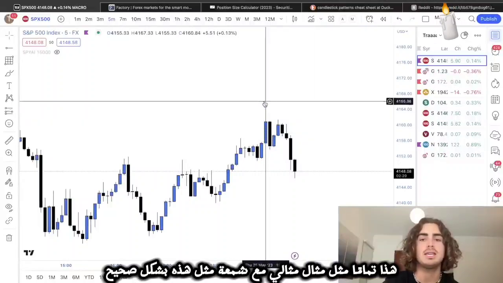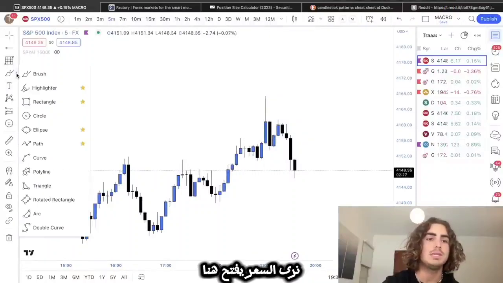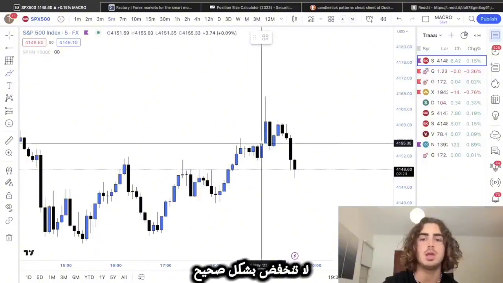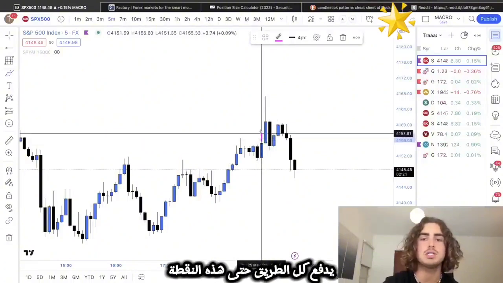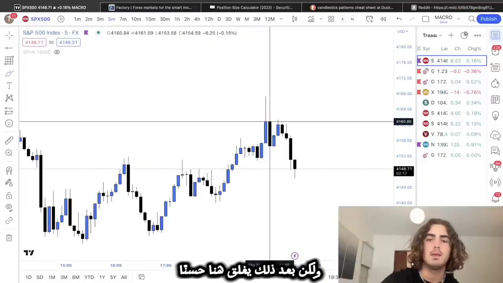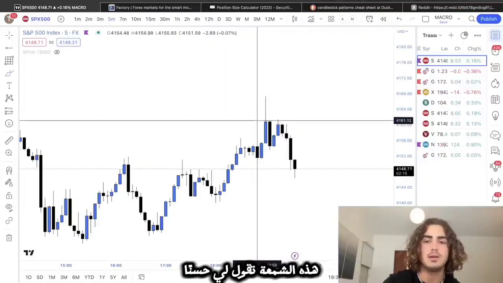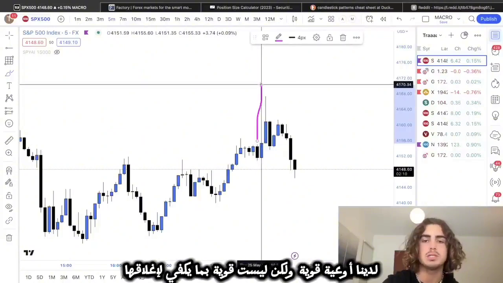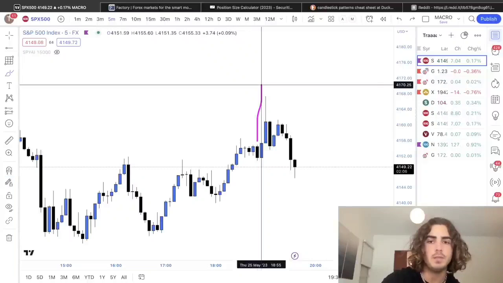With a candle like this one, we see price opens right here. It doesn't go low. It pushes all the way up to this point, but then closes down here. This candle is essentially saying to me, we have strong bulls, but not strong enough to close.